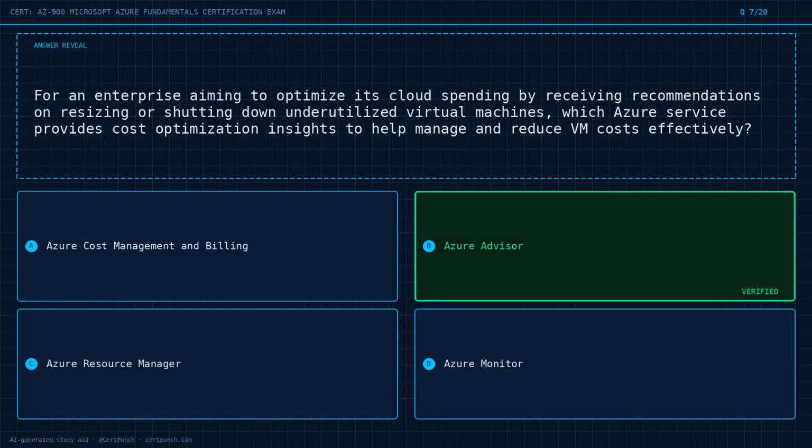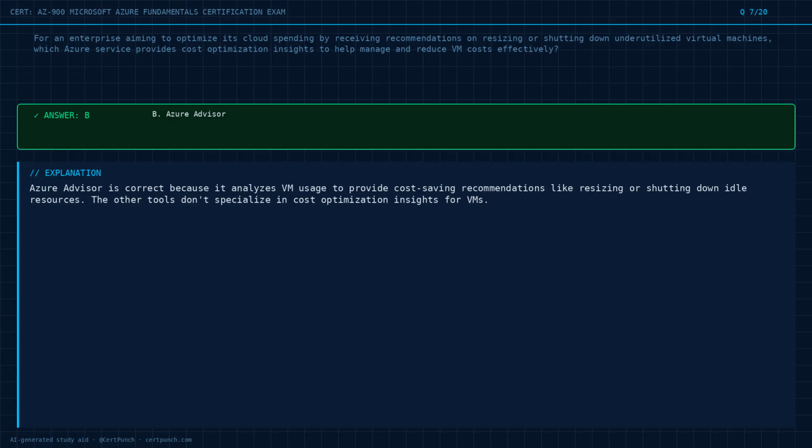The answer is option B. Exam logic. Azure Advisor is correct because it analyzes VM usage to provide cost-saving recommendations like resizing or shutting down idle resources. The other tools don't specialize in cost optimization insights for VMs.